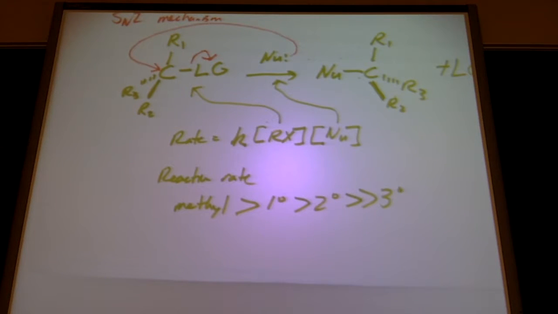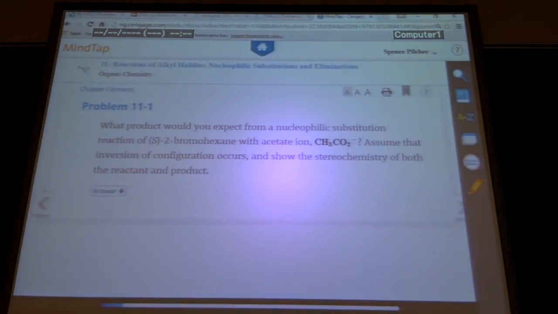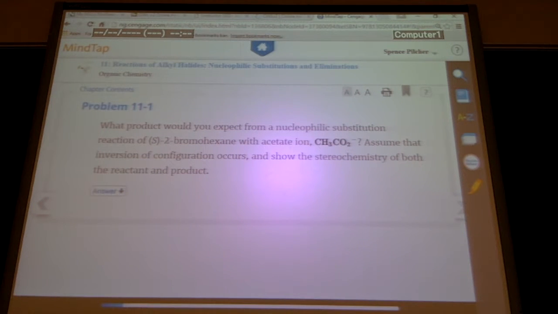Let's go ahead and look at a problem from your textbook. So this is 11-1. What product would you expect from nucleophilic substitution reaction of S-2-bromohexane with the acetate ion? Assume that inversion of configuration occurs and show the stereochemistry of both the reactant and product.